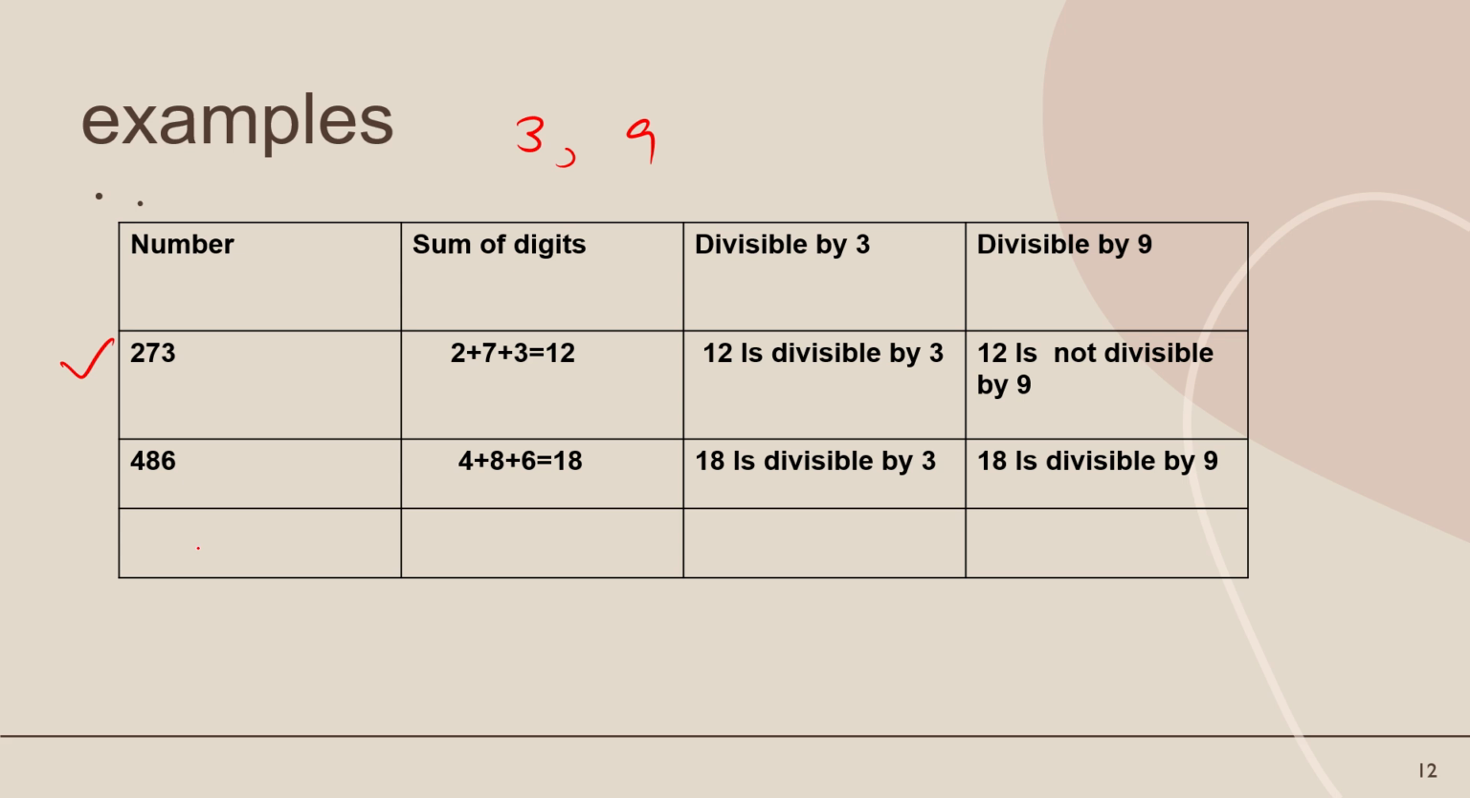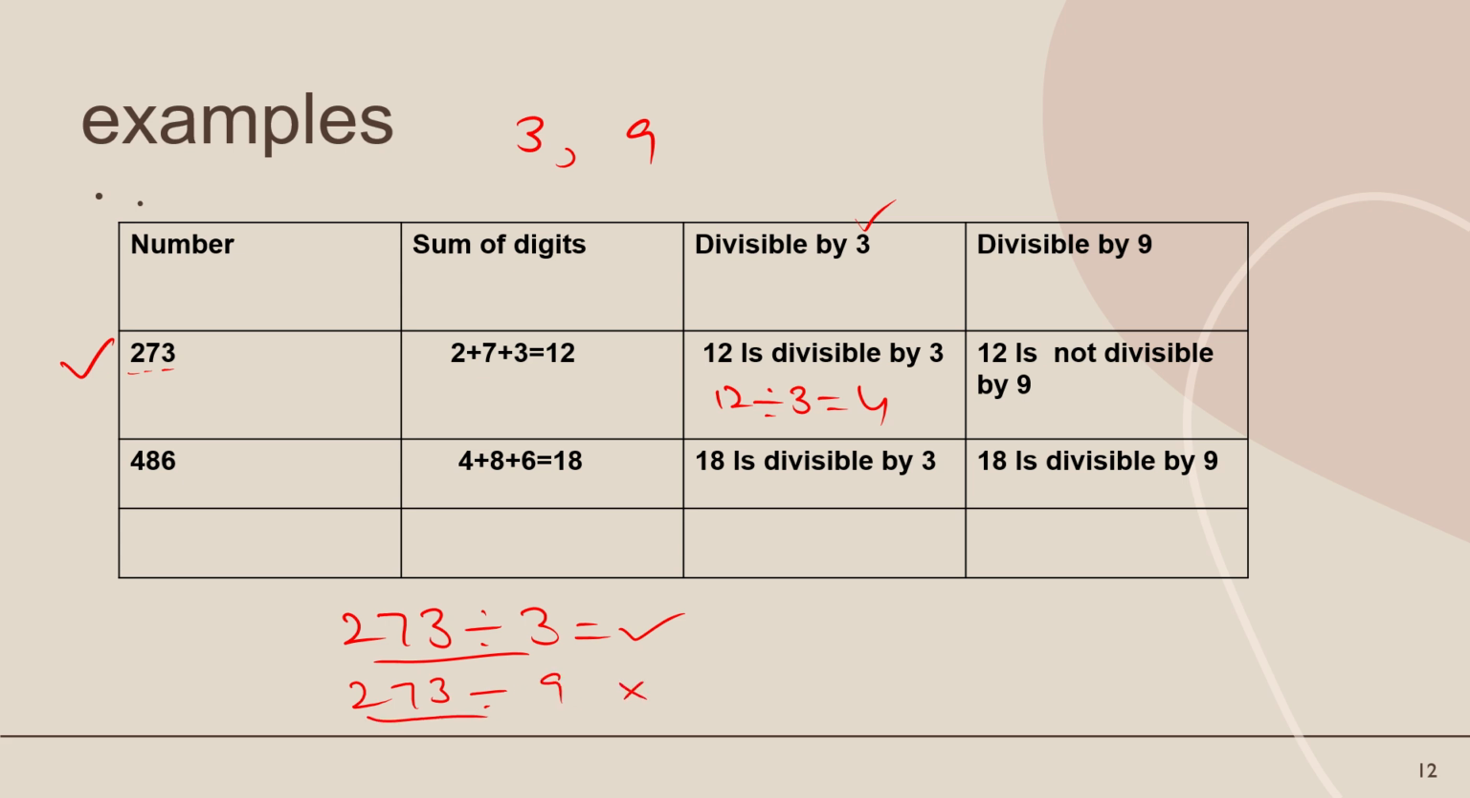Let's suppose that we have the number 273. Find the sum of digits: 2 plus 7 plus 3. It is 12. As you know, 12 comes in the table of 3, so 12 is completely divisible by 3. So 273 is completely divisible by 3. Now 12 is not divisible by 9, so 273 cannot be divided by 9.